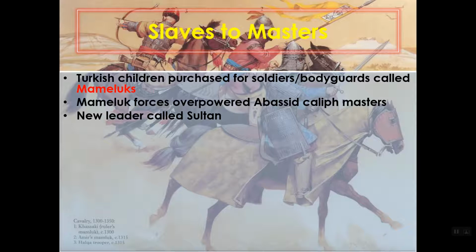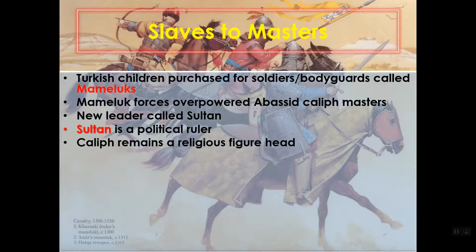You want to write this down. The Sultan has political power, but was not the religious leader. The caliph stayed as the religious leader. So kind of like a puppet, right? So now you have two leaders. One is the religious leader. The other one is the political leader. And the political leader, the Sultan, happens to be a Mamluk.